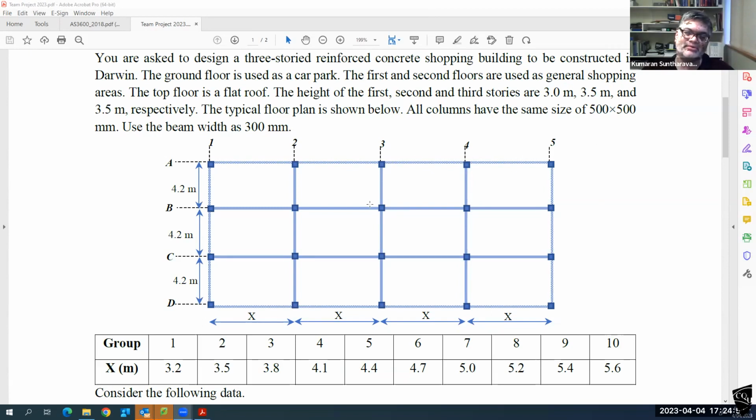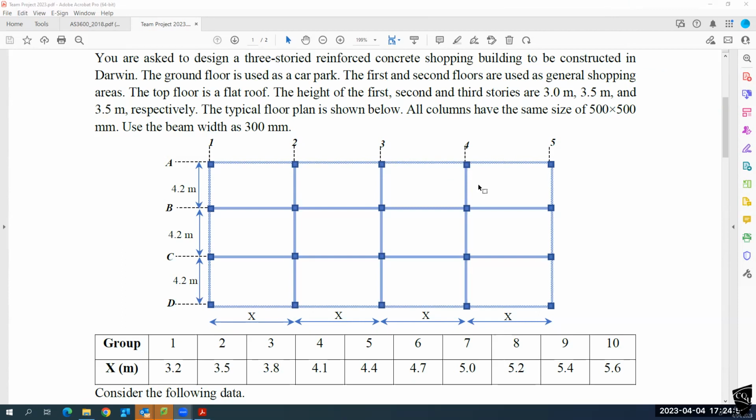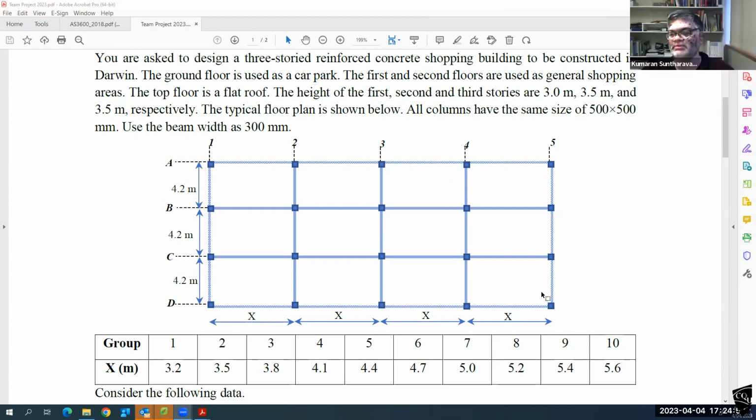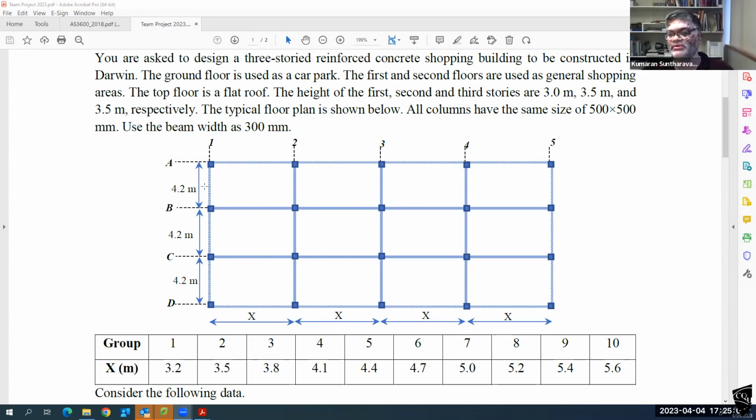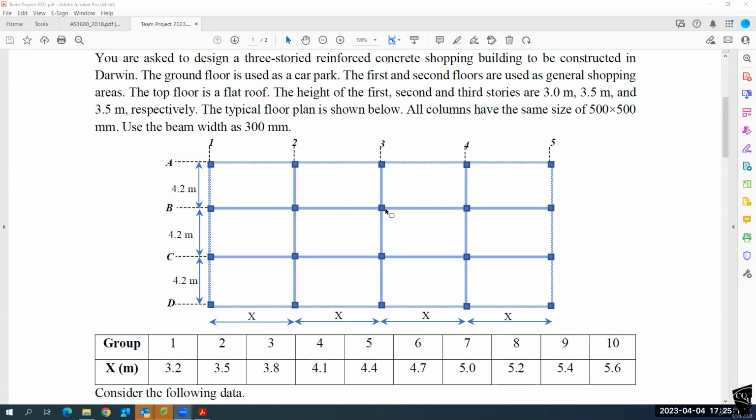But that doesn't mean you need to do each and every thing. That's what we discussed today. We have 12 panels. Each one is called a panel. So this is a two-way slab. The whole slab should have the same thickness. You can't have each panel different.